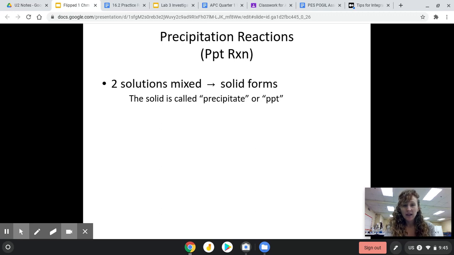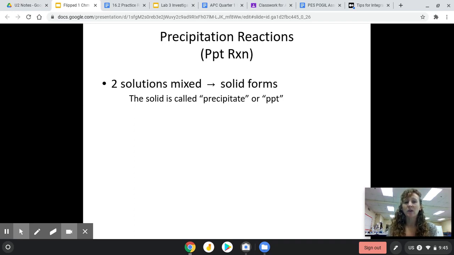So, again, remember the big categories of reactions in solutions would be neutralization reactions, which we talked about last video lesson, precipitation reactions, which we're talking about now, and then oxidation reactions, which is the next thing we're going to talk about. So, with precipitation reactions, this would be a double replacement or sometimes a single replacement reaction.